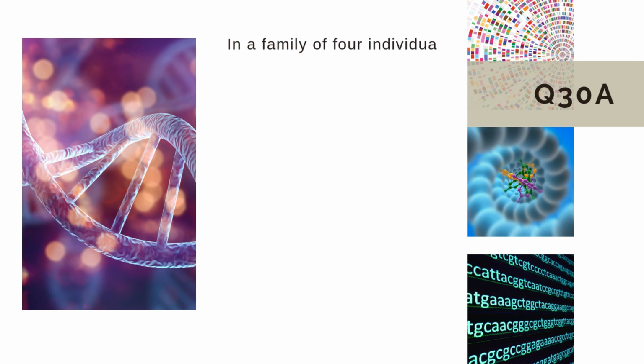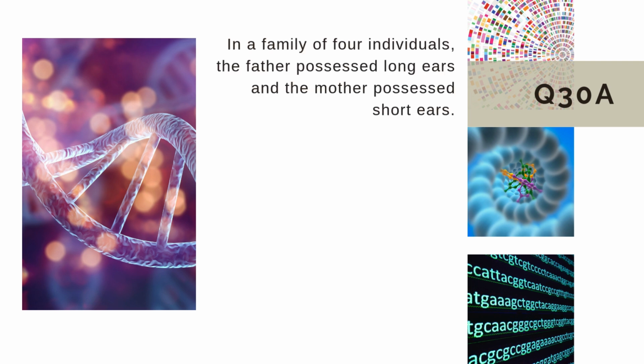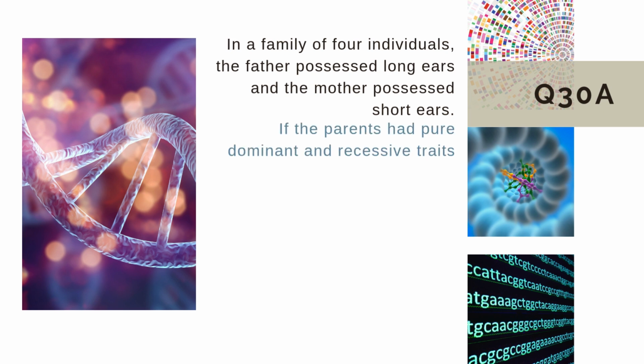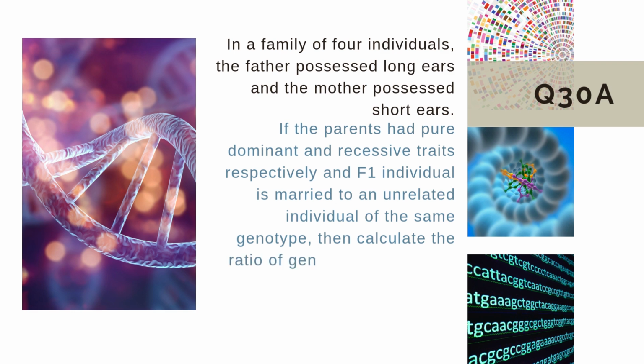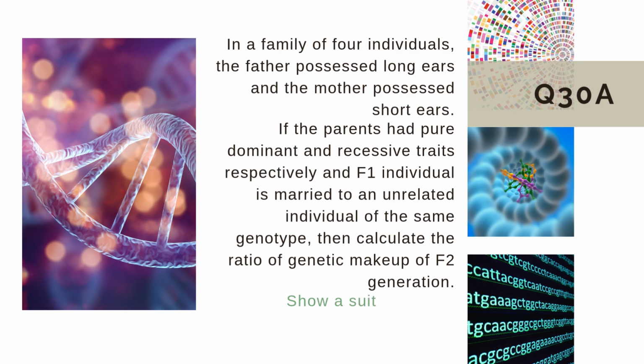In a family of four individuals, the father possessed long ears and the mother possessed short ears. If the parents had pure dominant and recessive traits respectively, and if one individual is married to an unrelated individual of the same genotype, then calculate the ratio of the genetic makeup of F2 generation. Show a suitable cross.